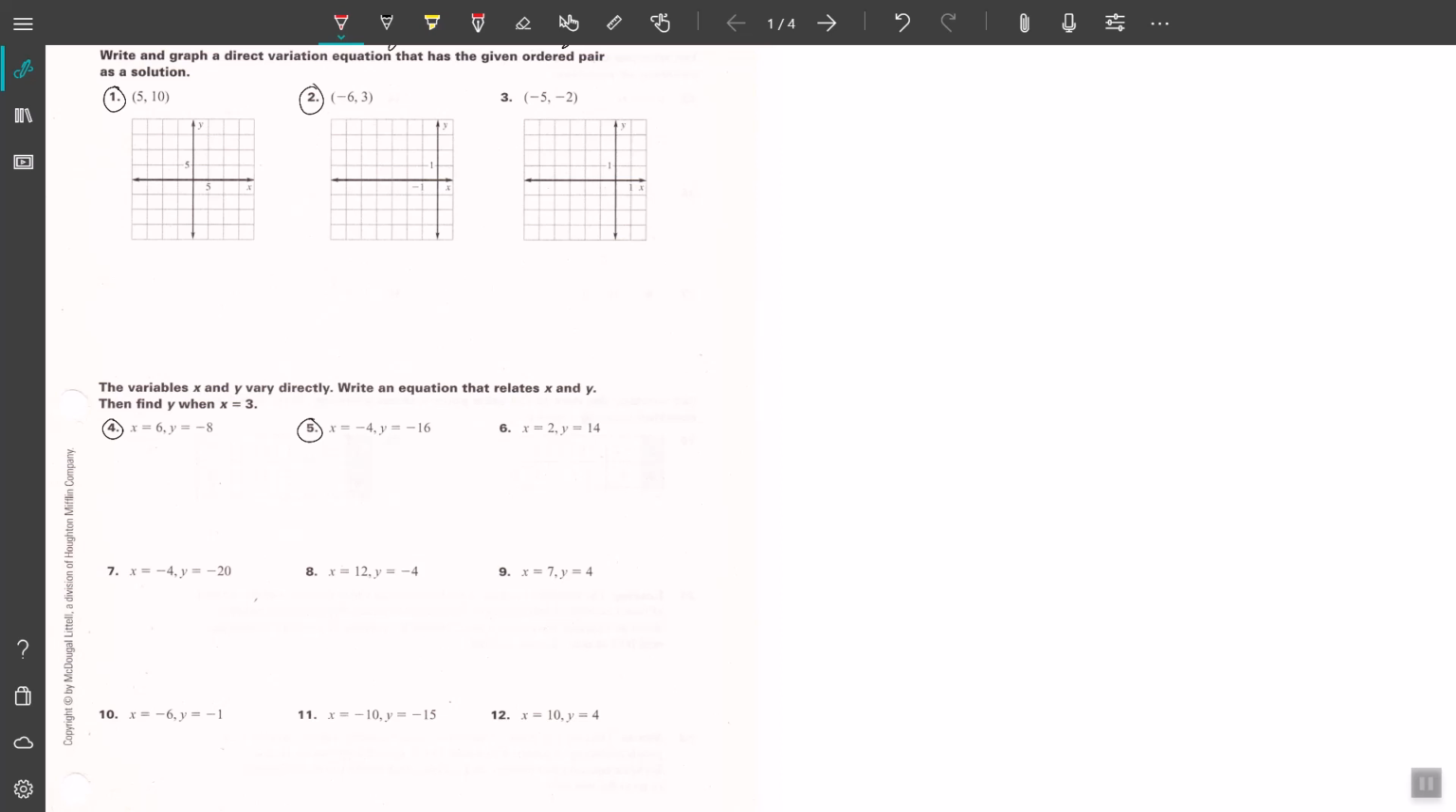Direct variation equations. That is the topic for this lesson. We're going to review that. We did this a little bit in Algebra 1, and I just want to review with you the definition of a direct variation equation. This simply means that the y-intercept is 0.